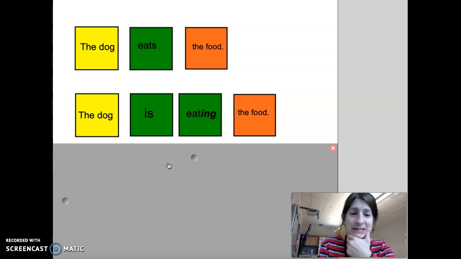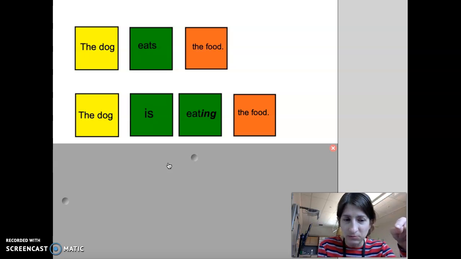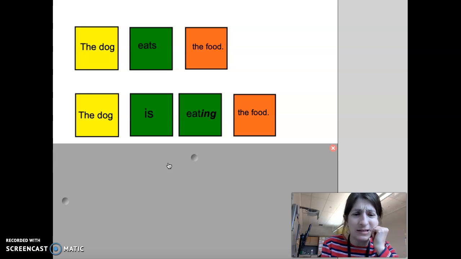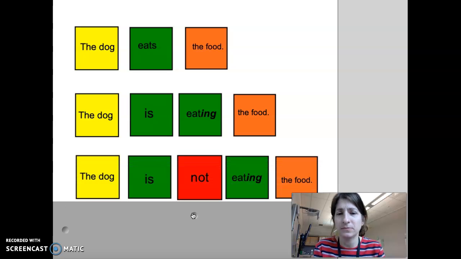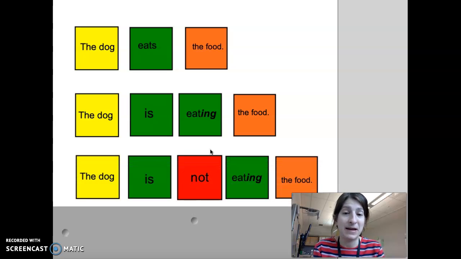How do I say that it's not? What about in this moment if it's not doing it? ¿Cómo lo digo si no está haciéndolo en el momento? Then I'm going to add my negative word. The negative word goes here in the middle, in between the two parts of the verb. La palabra negativa va en medio de los dos partes del verbo. So the dog is not eating the food. El perro no está comiendo la comida.